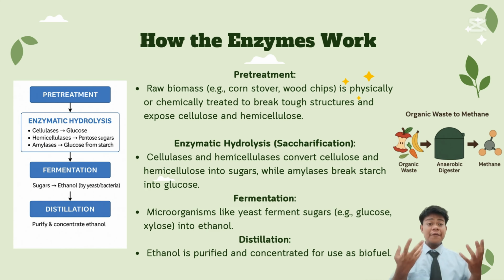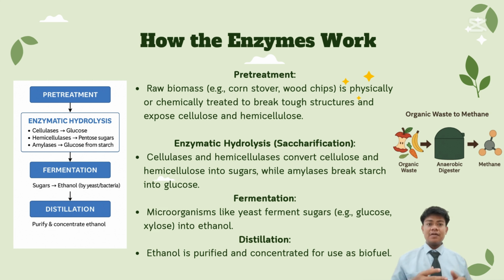Second is how the enzymes work. For the pre-treatment, raw biomass is physically or chemically treated. This breaks open the tough plant structure and exposes the cellulose and hemicellulose, making it easier for the enzymes to do their job. The second step is enzymatic hydrolysis, also known as saccharification. Enzymes like cellulase and hemicellulase break down the plant fiber into simple sugars. If starch is present, amylase converts it into fermentable glucose.